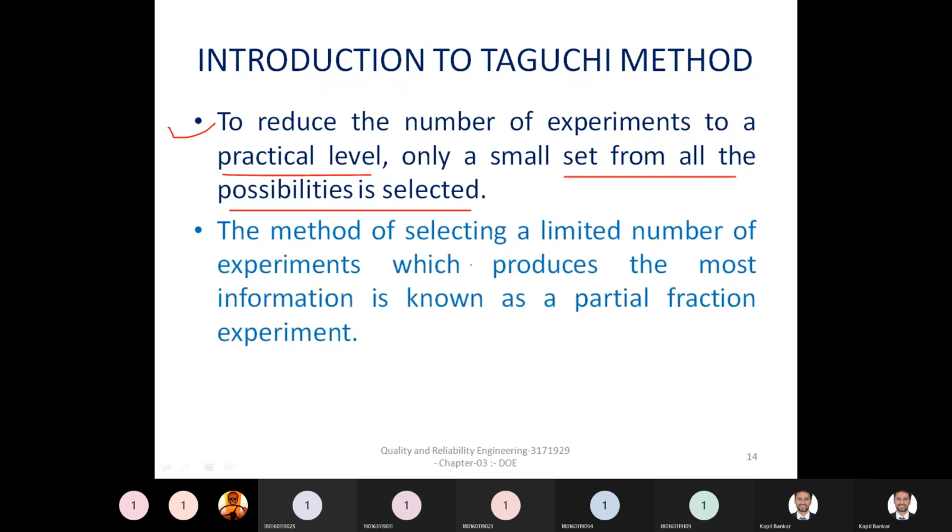And the method of selecting this limited number of experiments which produces the most information is known as partial fractional experiment or fractional factorial experiment. This is the reduction method or reduced matrix that can be applied to your experiment, known as partial fractional experiment or fractional factorial experiment or fractional factorial design.